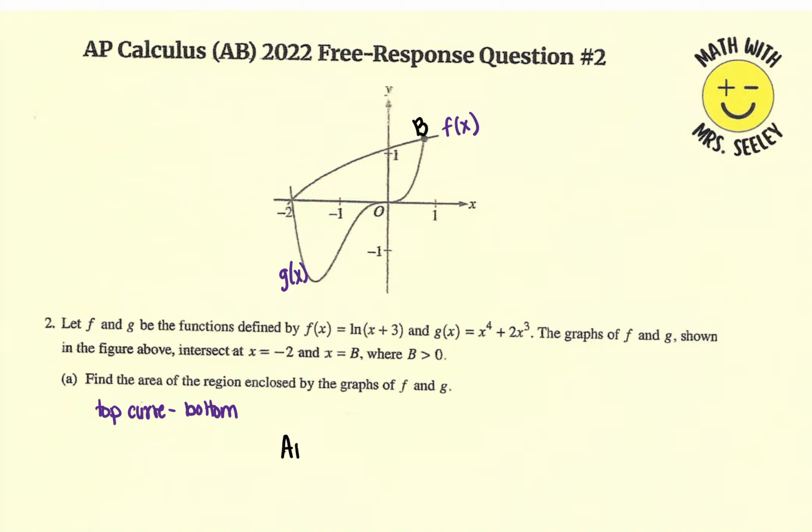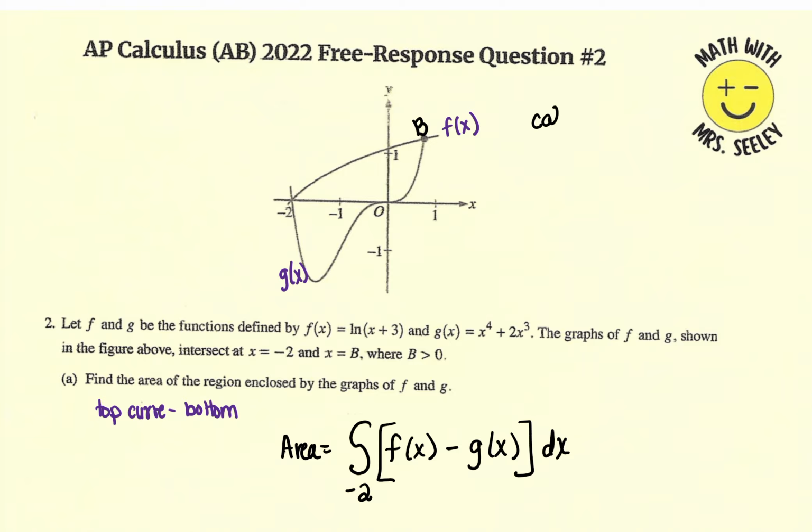So the area is going to be to integrate the top curve, which is f of x, minus the bottom curve, which is g of x, dx. Our limits of integration are obviously from negative 2, but we need to find that top limit, and that's going to happen by finding the intersection point of the two curves.